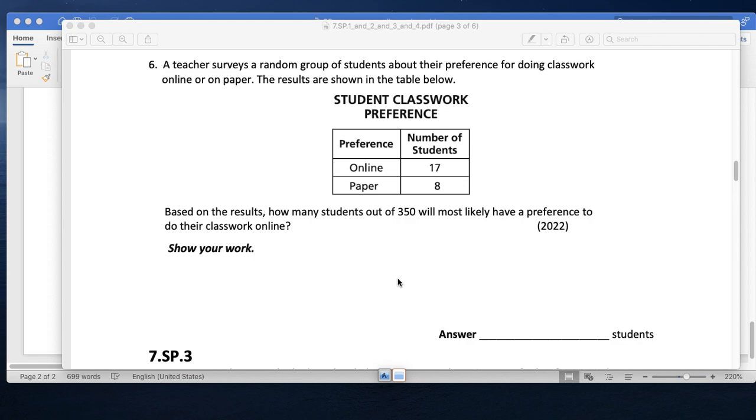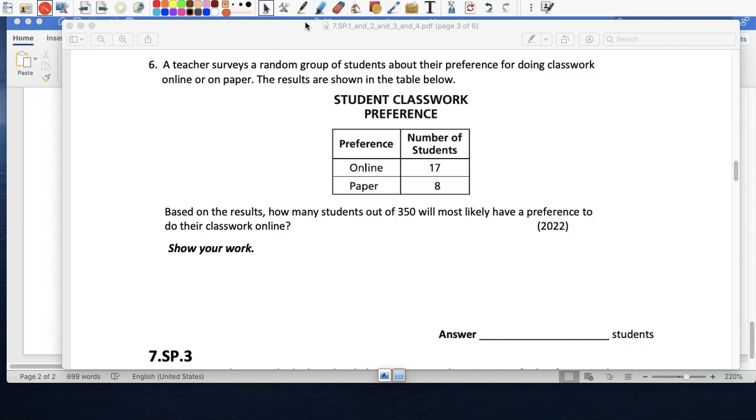6, teacher survey about doing classwork online or paper. Based on the results, how many students out of 350 will most likely prefer to do their classwork online? All right. So first of all, find a total. There were 25 people asked, and online, 17 out of 25 said, I'd rather do it online. So if you had 350, how many kids would that be? So 17 divided by 25 times 350, that'd be 238.